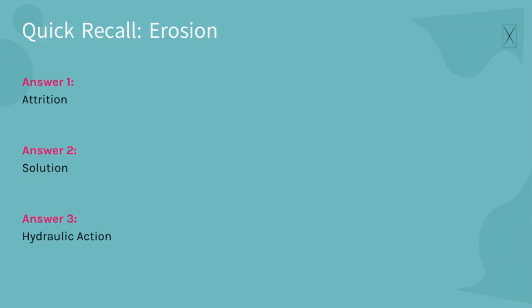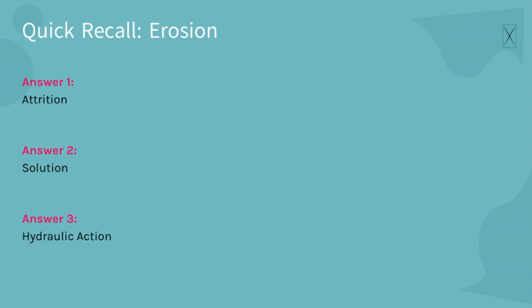For question 1, the answer is attrition. Attrition is when rocks collide with each other and become smaller, smoother and rounder. For question 2, the answer is solution. Solution is when minerals are dissolved in the water and carried away. For question 3, the answer is hydraulic action.